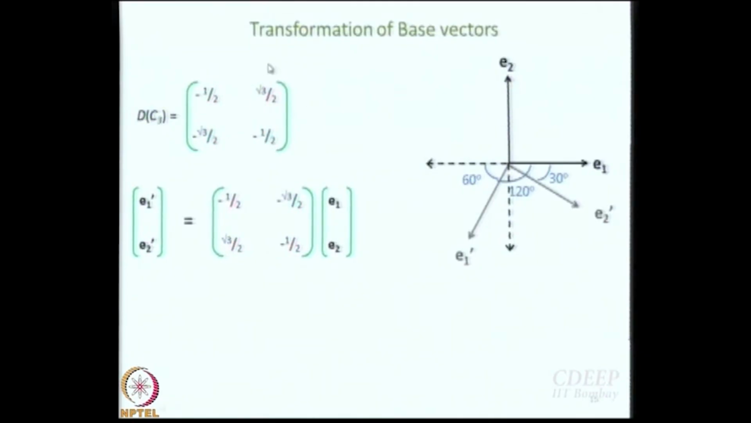One is DC3 associated with transformation of the coordinates, that is minus half, root 3 by 2, minus root 3 by 2, minus half, and the other one we get is by transformation of the unit vectors of the base vectors, and that is minus half, minus root 3 by 2, root 3 by 2, minus half. Do they have anything to do with each other or not?